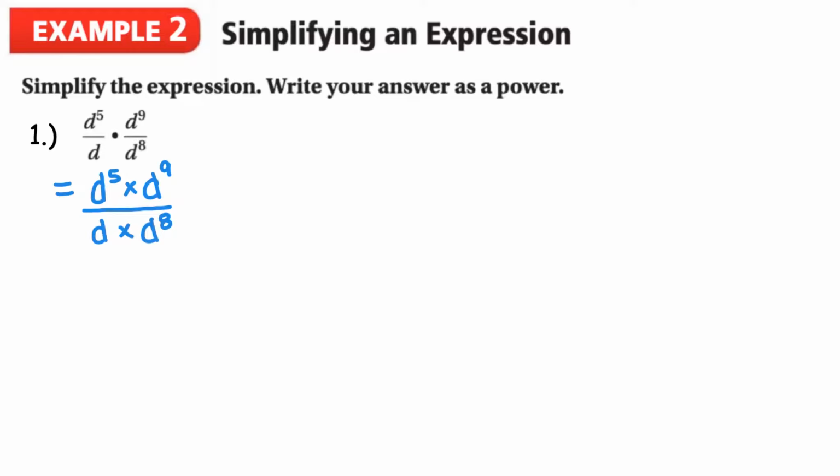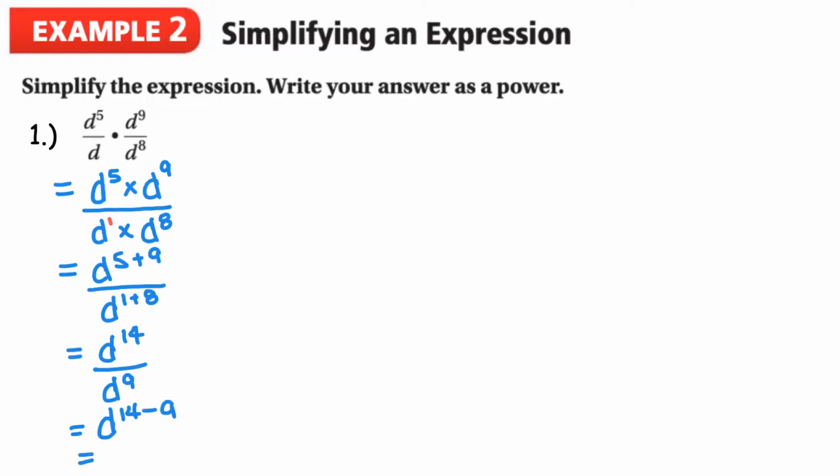Now we're multiplying with the same base, so we can add our exponents. So we've got d to the power of 5 plus 9 over d to the power of 1 plus 8. Remember that there's that invisible 1. So now we get d to the power of 14 over d to the power of 9, and now we are dividing, so we're going to subtract those exponents. So we've got d to the power of 14 take away 9, and we get d to the power of 5.